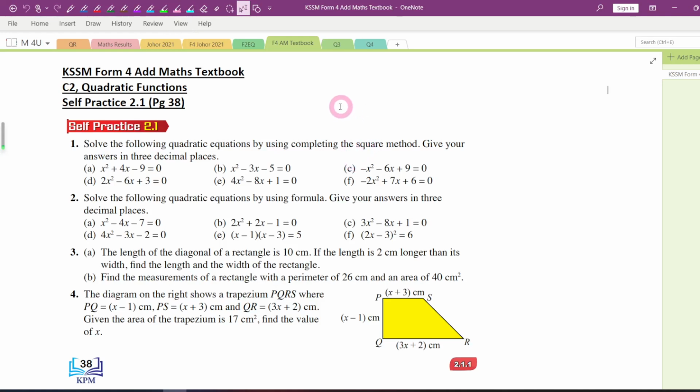Hi everybody, in this video, let's look at your Form 4 Math textbook, Chapter 2, Self-Practice 2.1, page 38. In this video, I'm going to discuss question 3 and question 4 with you.